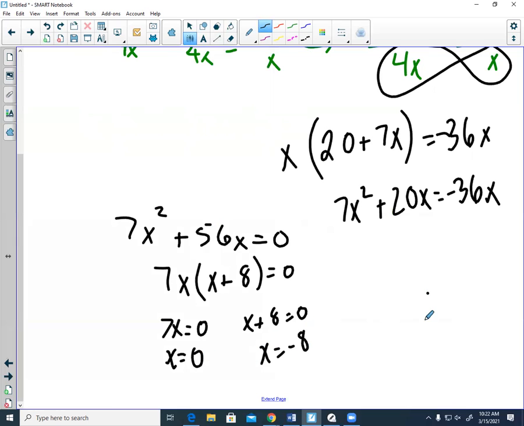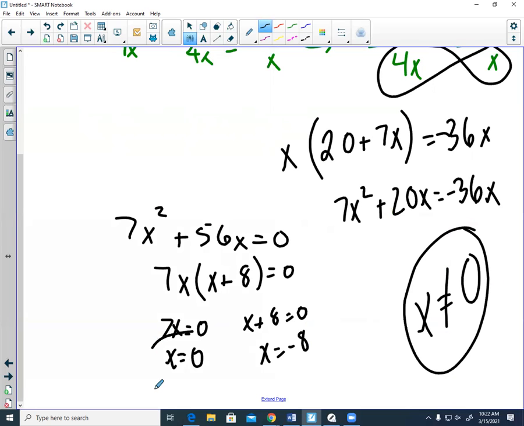What problem number did I say there was originally? 0, which means this answer can't work, which means my only answer is x equals negative 8.